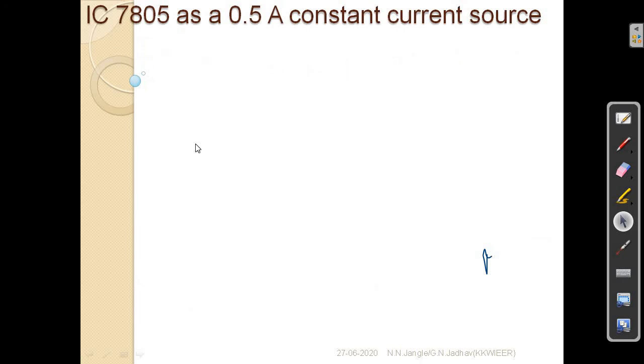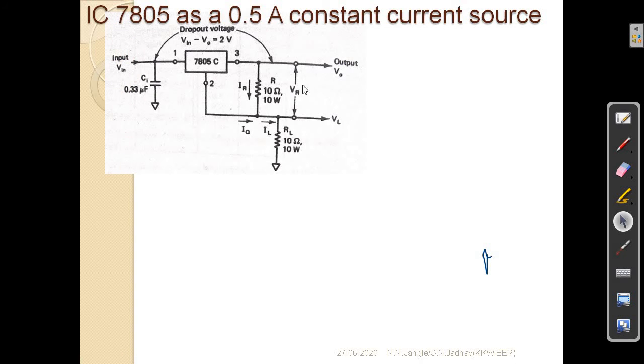Now let us see how this IC7805 is used as a 0.5 ampere constant current source. We have to design a 0.5 ampere constant current source for a load resistance. So this is the circuit diagram. This is IC7805, pin number 1 input, 3 output, and 2 is ground. The dropout voltage between pin number 1 and 3 is 2 volts for IC7805. A resistance of 10 ohm is connected between pin number 2 and 3. This is the resistance to regulate the current in the load. This is the load resistance RL.